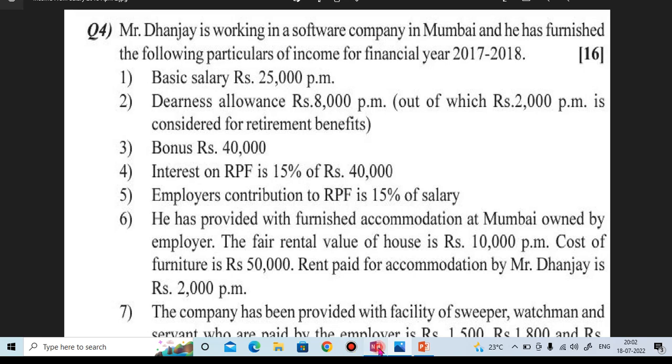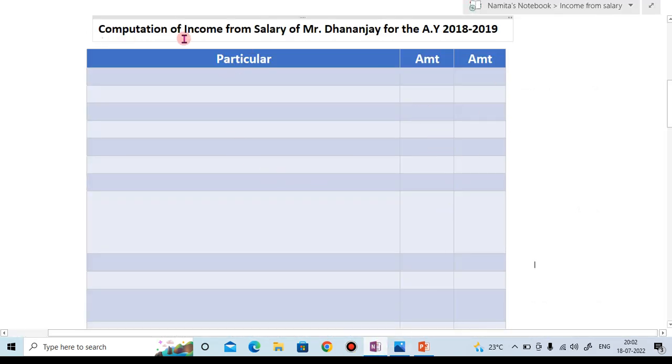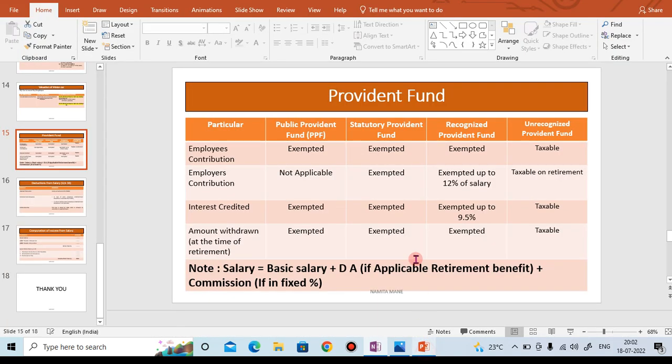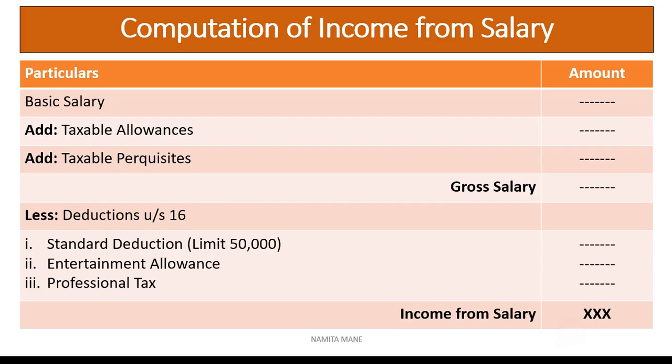First of all, you have to prepare the format: computation of income from salary of Mr. Dhananjay for the assessment year 2018-2019, particulars and amount. In the last lecture, I showed you the format of computation of salary. First will be the basic salary. To basic salary you add all the taxable allowances and all the taxable perquisites. From this you get the gross salary. From gross salary you deduct the deductions under section 16, like standard deduction, entertainment allowance and professional tax. After you deduct these from gross salary, you get income from salary.